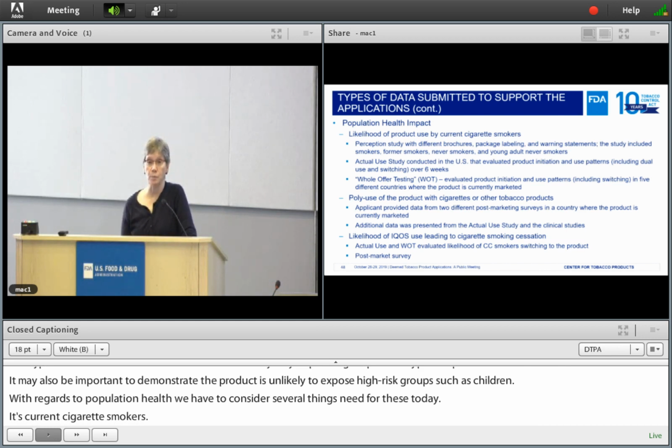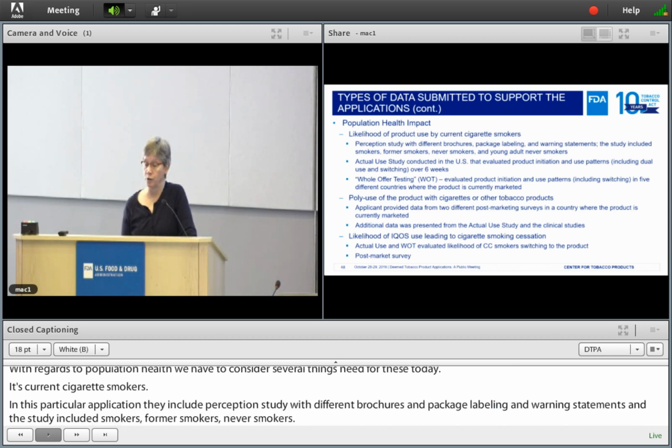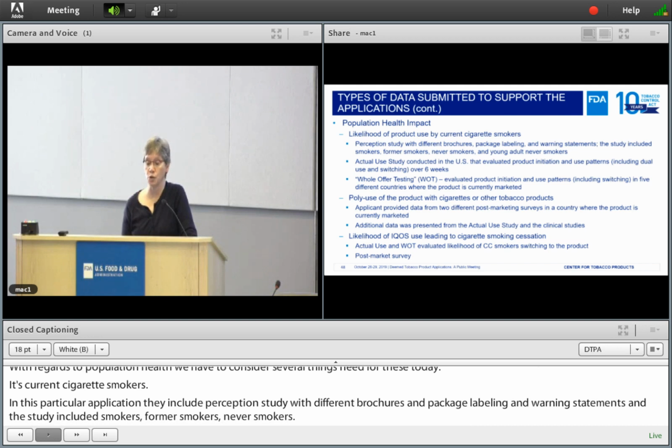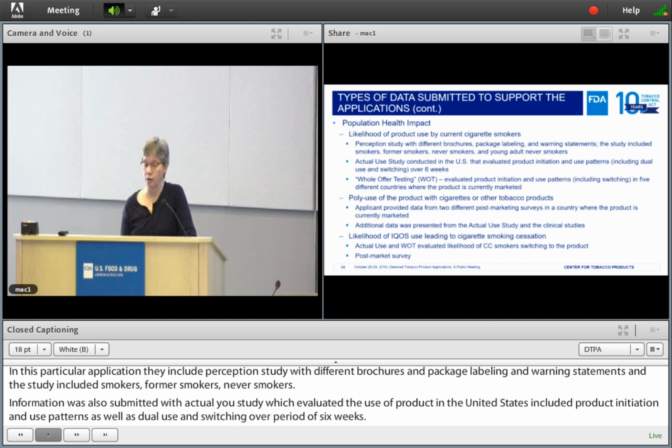Information was also submitted with the actual use study, which evaluated use of the product in the United States and included product initiation and use patterns, as well as dual use and switching over a period of 6 weeks. Whole offer testing was their term for a product study that was conducted outside of the United States and evaluated product initiation and use patterns in other countries where the product was already currently marketed.